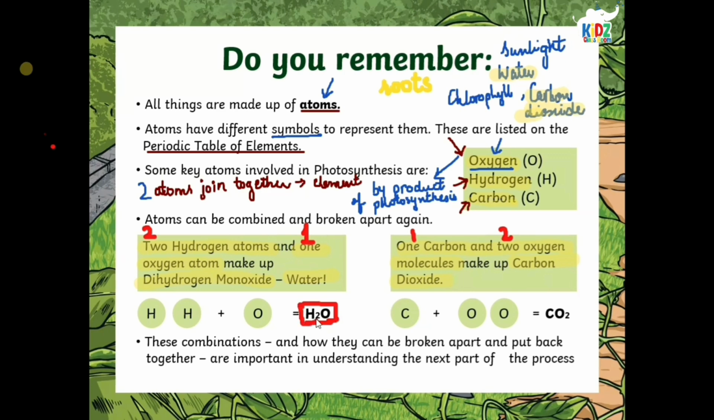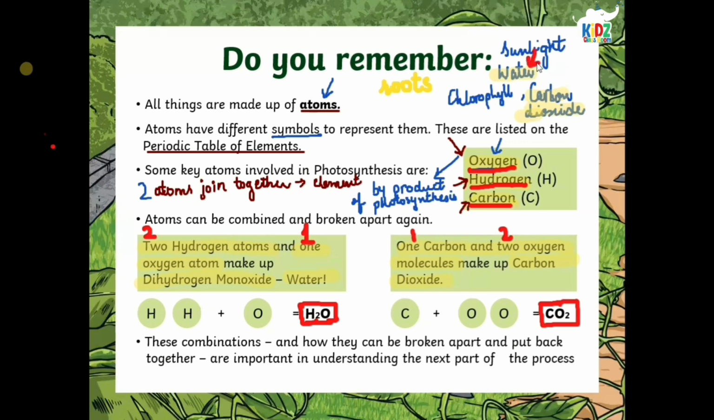H2O chemically represents water and CO2 chemically represents carbon dioxide. How atoms can be combined and broken apart again is important to understand in the next part of the process. All things are made up of atoms, the smallest particles that exist, listed on the periodic table of elements. You must have read about atoms in chemistry. Some of the atoms involved in photosynthesis are oxygen, hydrogen, and carbon.